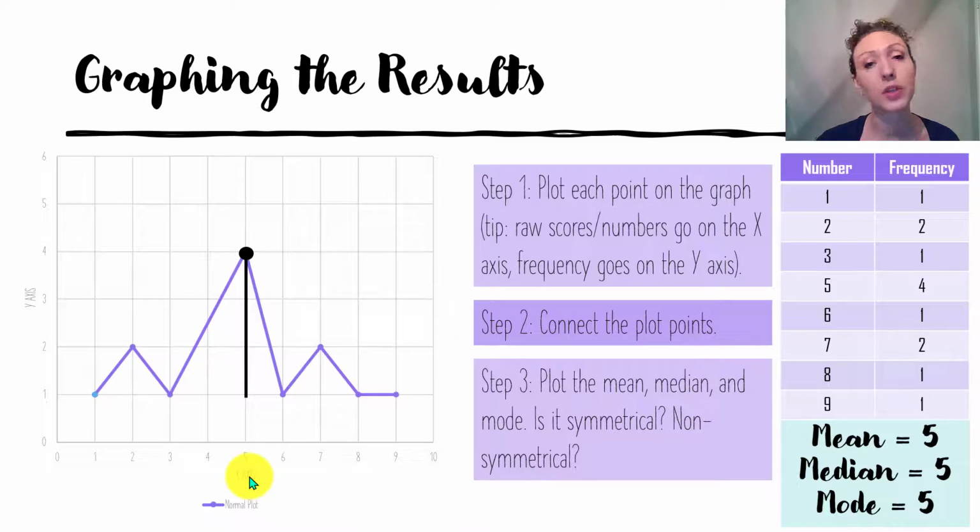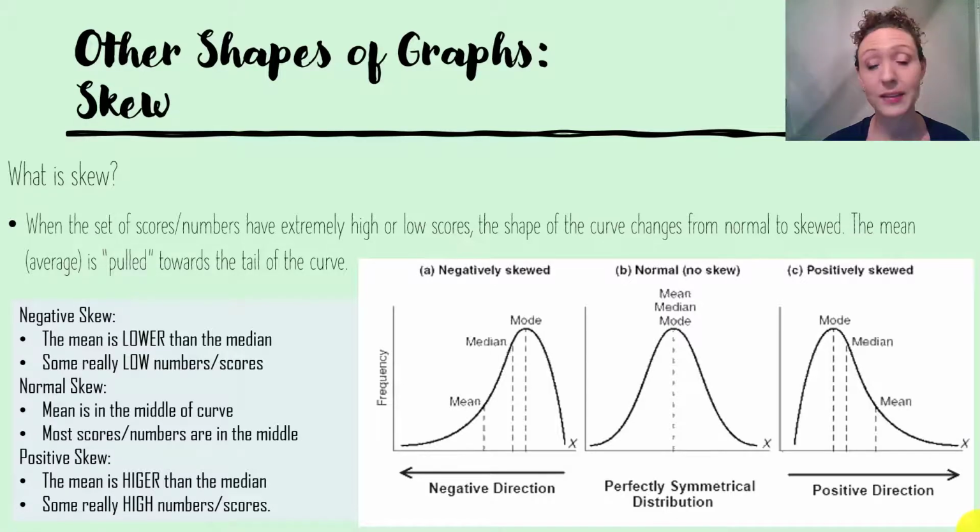You can also look at the mean, median, and mode and where those are on the graph. If the mean, median, and mode are in relatively the same spot, that also means that you have a symmetrical graph. Okay, so last but not least, let's talk about skew.